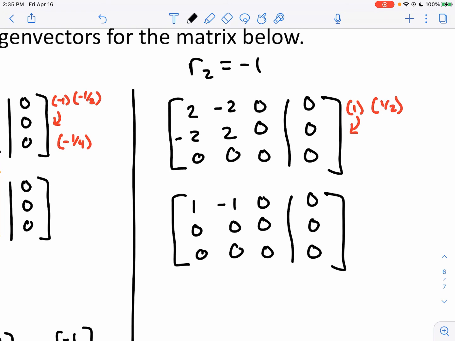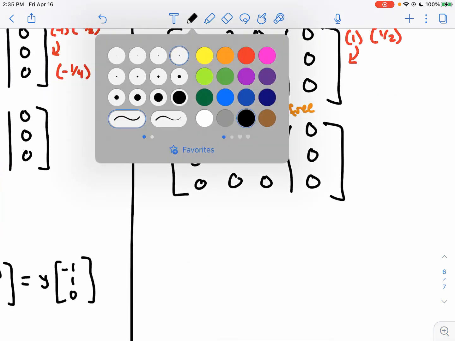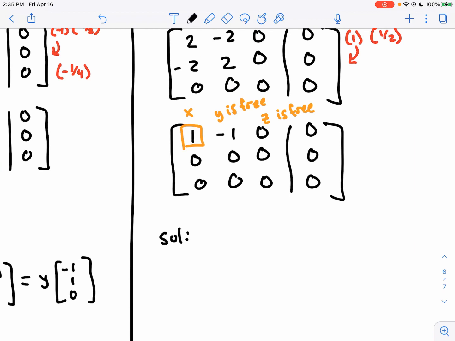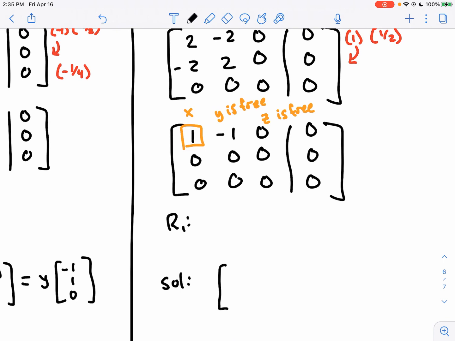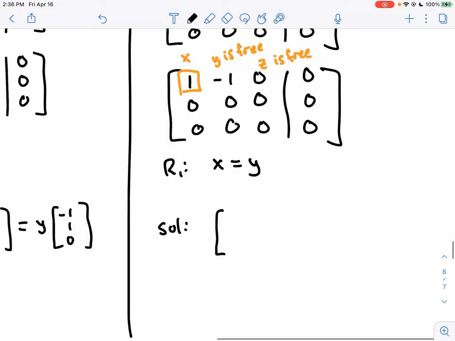Okay, so look for your leading ones. There's only one leading one in this at all. It's right there. And we have 2 rows of zeros. So that's x. Therefore, y is free, and so is z, because z does not have a leading one. So we have 2 free variables here. So our solution set will look like the following. Let's first translate row 1 into an equation. Row 1 translated into an equation would read x minus y is equal to 0, so x is equal to y. So x is equal to y, y is free, and z is free. So we have 2 free variables involved here.